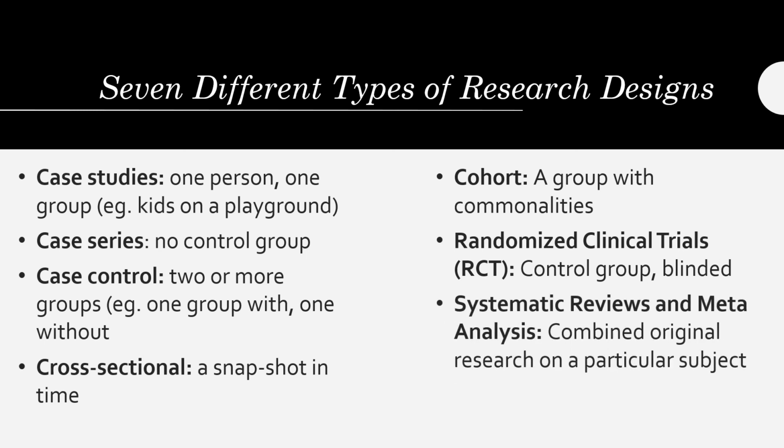And then there's something called systematic reviews and meta-analysis, where we are combining original research on a particular subject. Now, again, we're going to focus a little bit more on the case study, case series, case control, cross-sectional, and the cohort. And then in later weeks, we'll do the randomized clinical trials and the systematic reviews and meta-analysis.